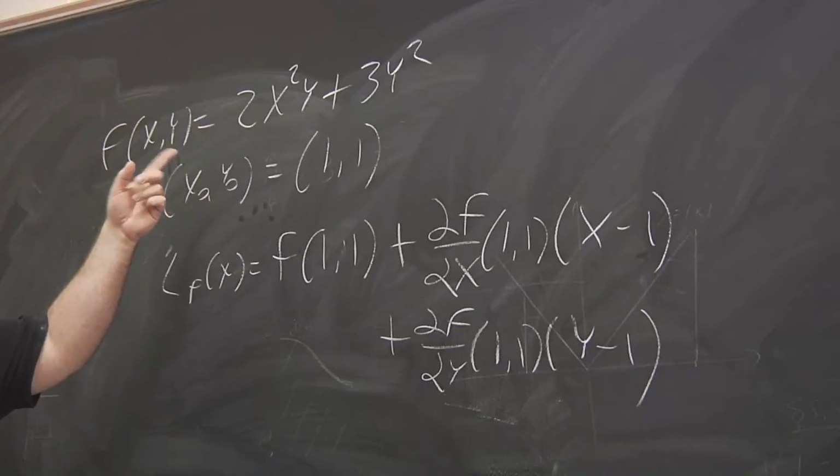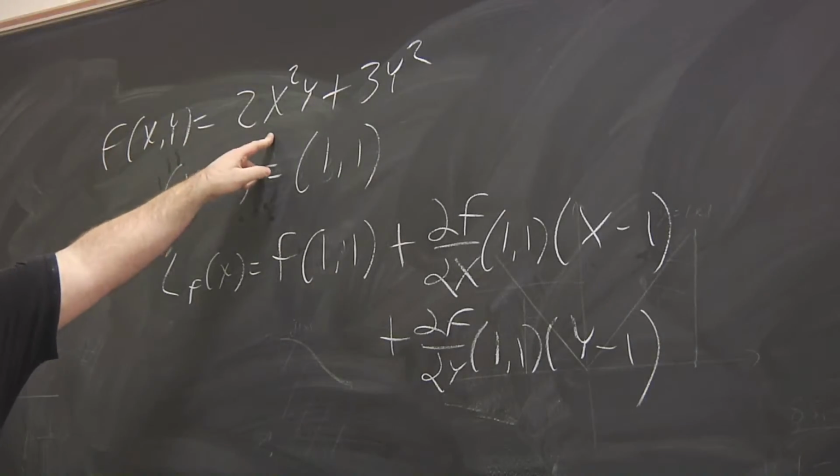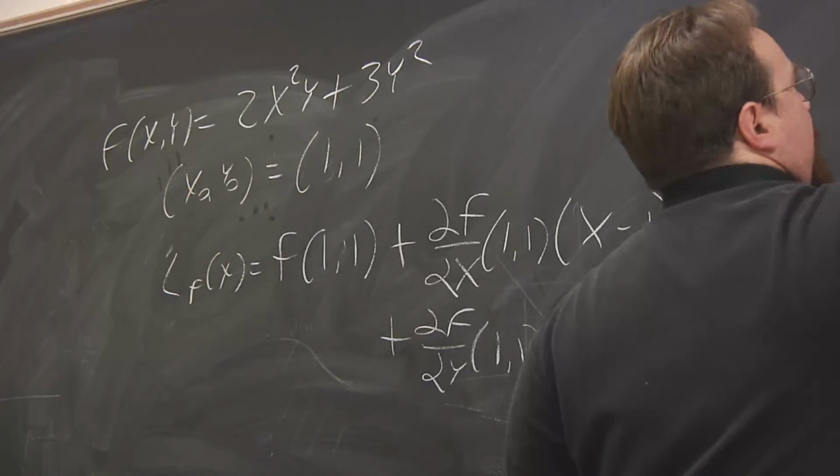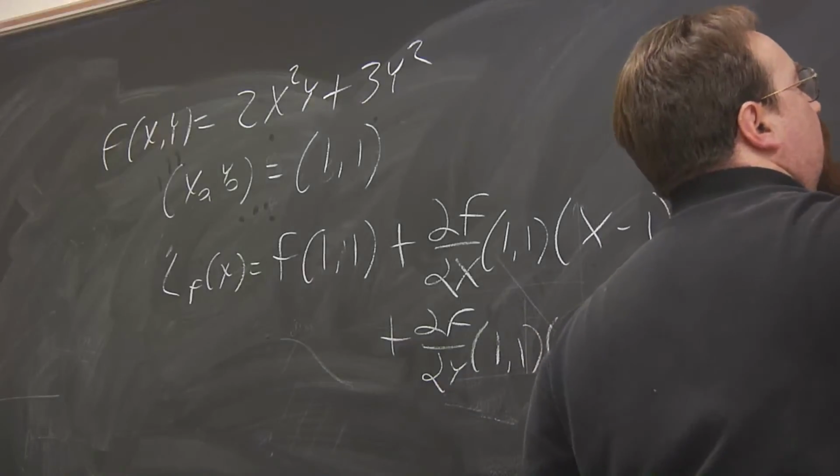So what is the derivative of this function with respect to x? Be careful, treat y as a constant. So we have 4xy from this, and then this contributes nothing because it doesn't depend on x at all. So that means that the partial at (1, 1) is going to be 4.